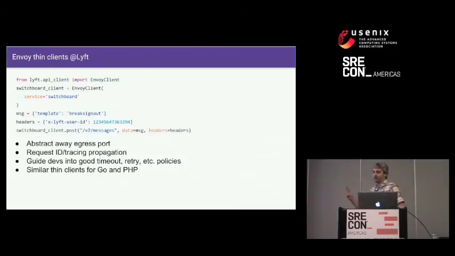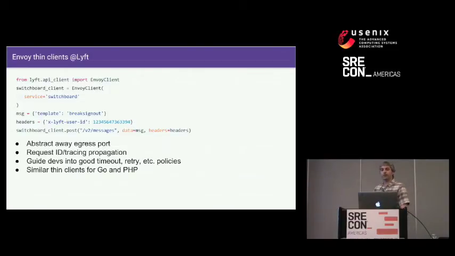So one of the things that we end up doing with Envoy is trying to figure out how to actually talk to different services. And this whole service mesh system is somewhat magic, right? But there's still code that has to run in each service, whether that be Python or PHP or Go.